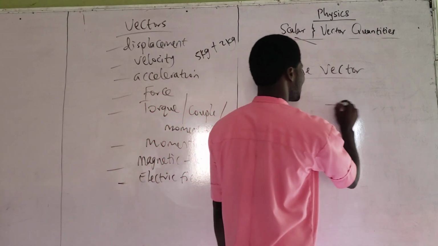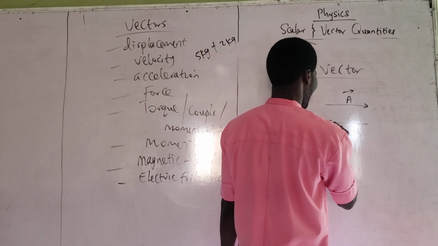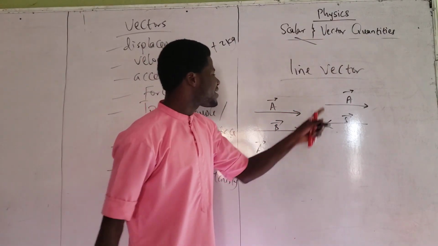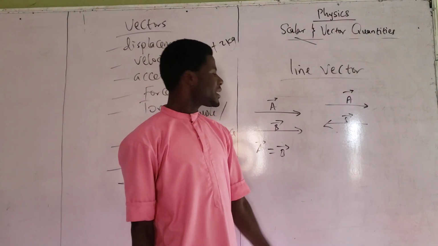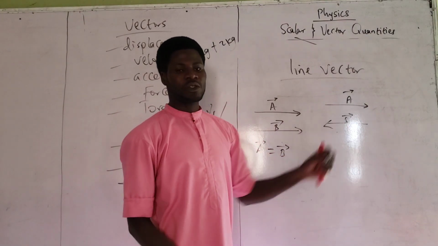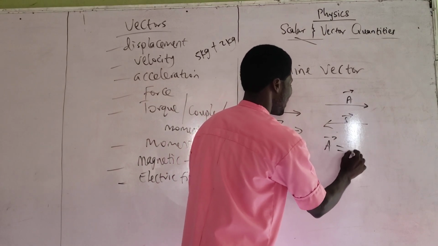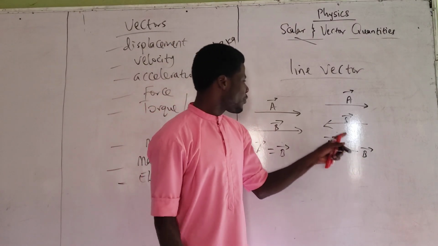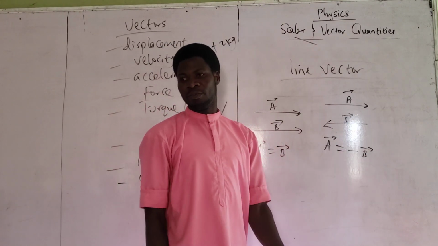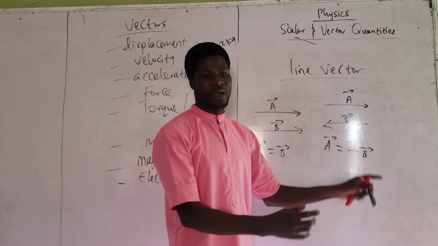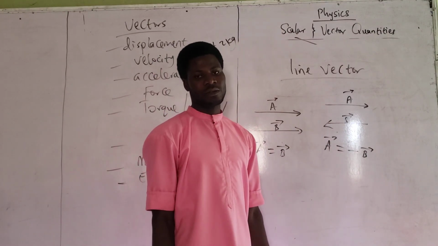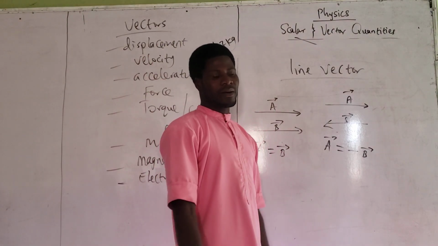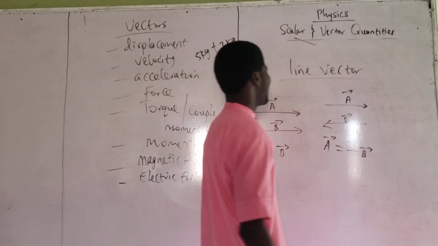But if I have vector A like this and vector B like this, in this case A and B are not equal, even if they have the same magnitude. Why? The direction is different. For them to be equal, we have to change the direction of one of them. So this minus shows that we've reversed the direction of B. So this is the only way A and B will be equal, when we reverse direction, even though they have the same magnitude. So 2 vectors will be equal if they have the same magnitude and if they are moving in the same direction.